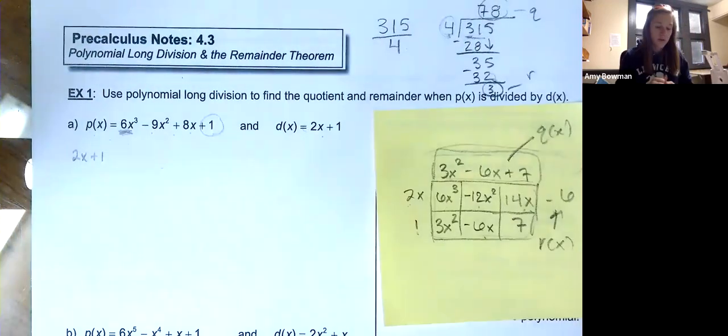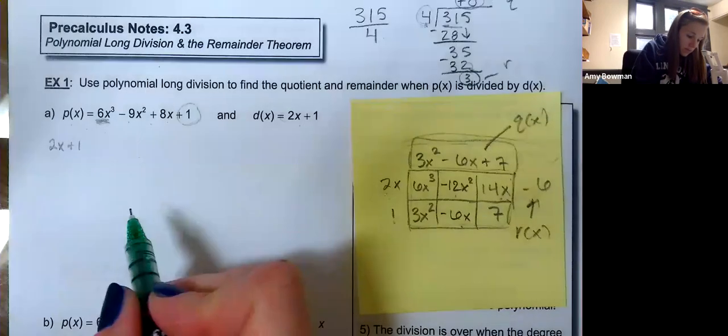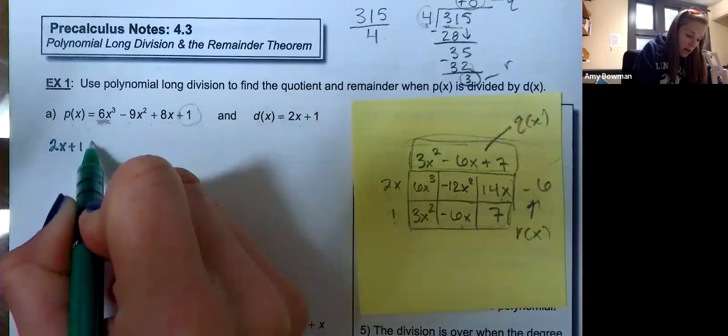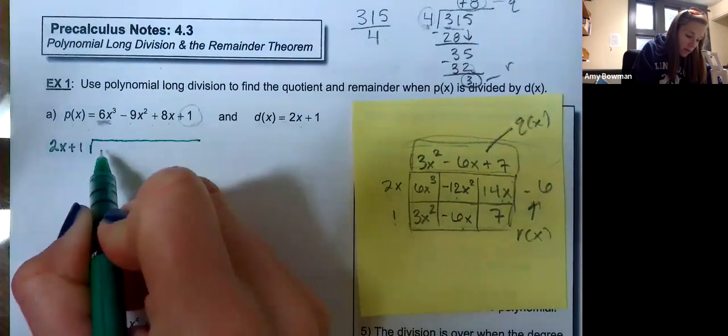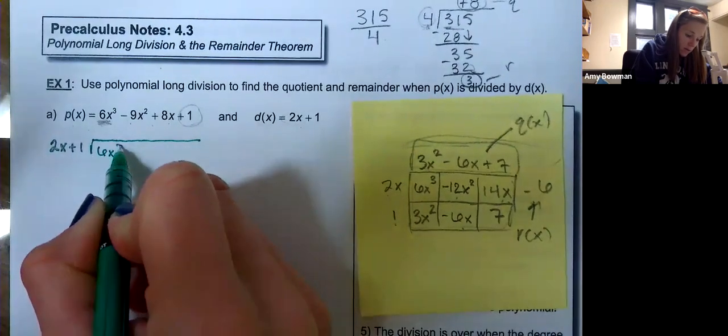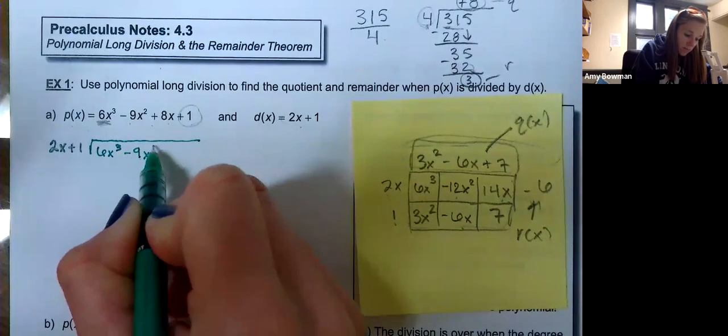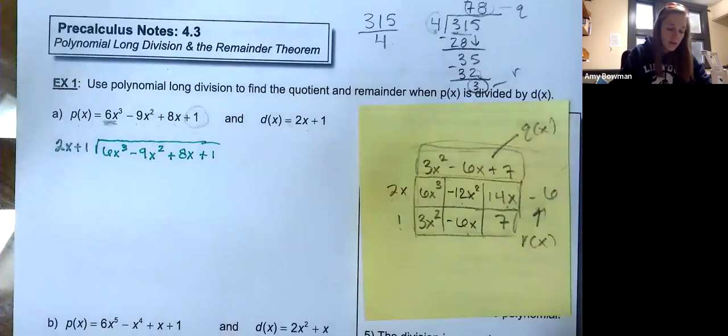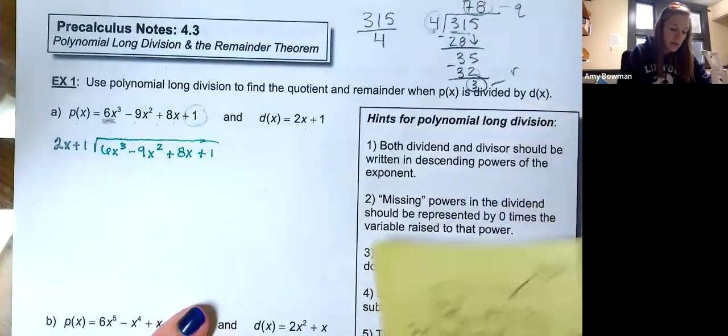And then I'm going to switch to green because it's easier to see. So 2x plus 1, and I am dividing that out of 6x cubed minus 9x squared plus 8x plus 1. So I'll move this for a second.